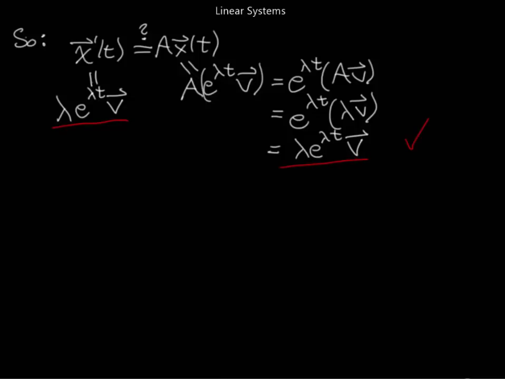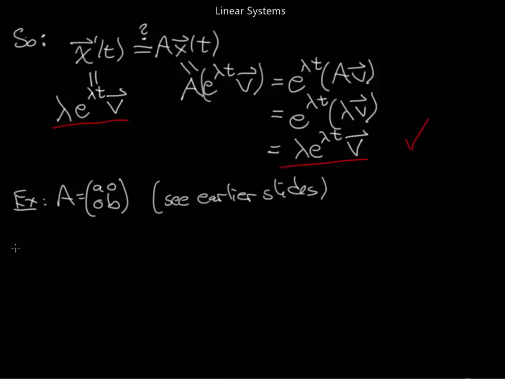This explains why eigenvectors give you solutions of the equation. So let's do an example. Suppose A was this diagonal matrix. Well, that's exactly what I computed a couple of slides earlier, so just look back at that. Let's look at a more interesting example. Let's take A to be this matrix, with 1's on the anti-diagonal.